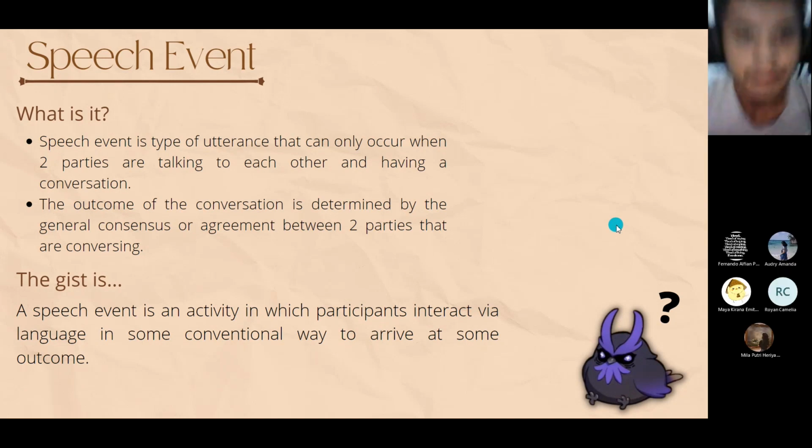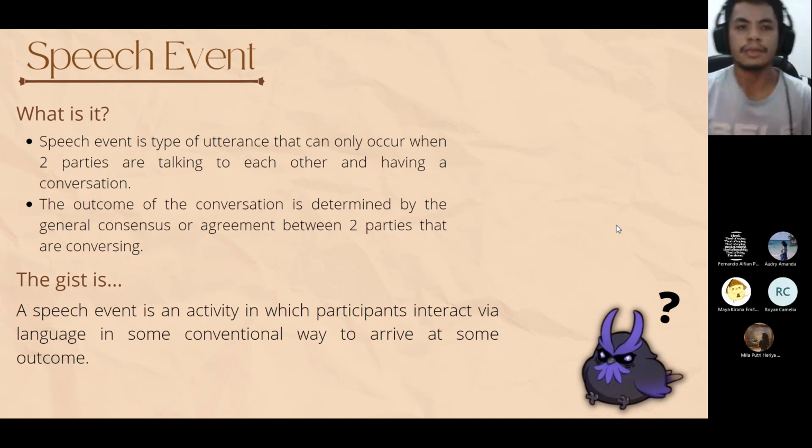Okay, so we have come to this part, which is the speech event. So what is a speech event? A speech event is a type of utterance that can only occur when two parties are having a conversation, and there has to be an outcome from this conversation that is determined by the general consensus or agreement between these two parties. So the gist is that a speech event is an activity in which participants interact via a language, the source of the communication, in some conventional way to arrive at some outcome or consensus.